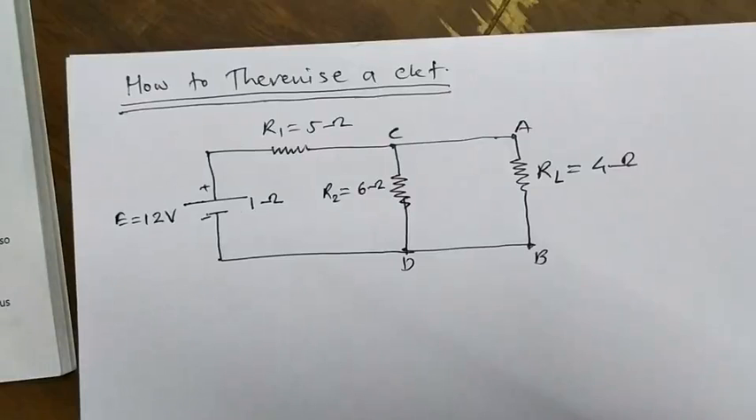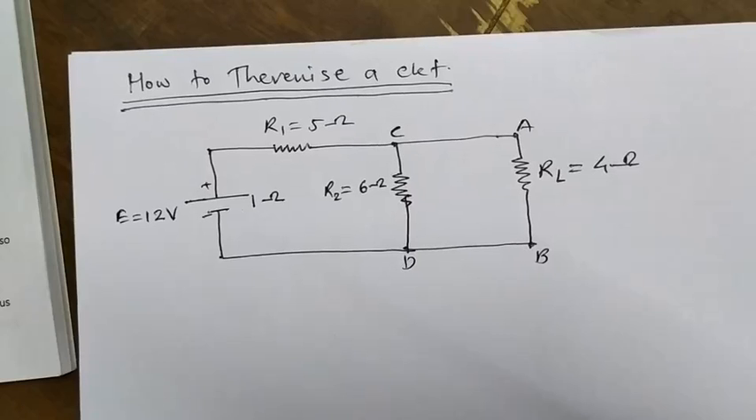Now our next topic is how to Thevenise a circuit. In our last lecture we have seen Thevenin's theorem. Now if you are given some circuit, some network, and you have to Thevenise that circuit or that network, then how to Thevenise that circuit?